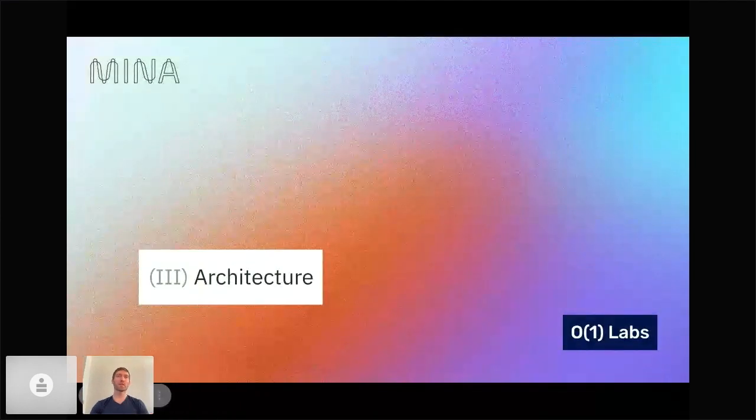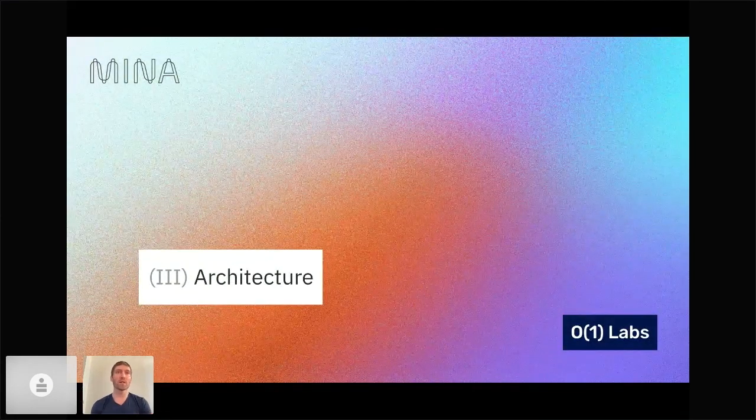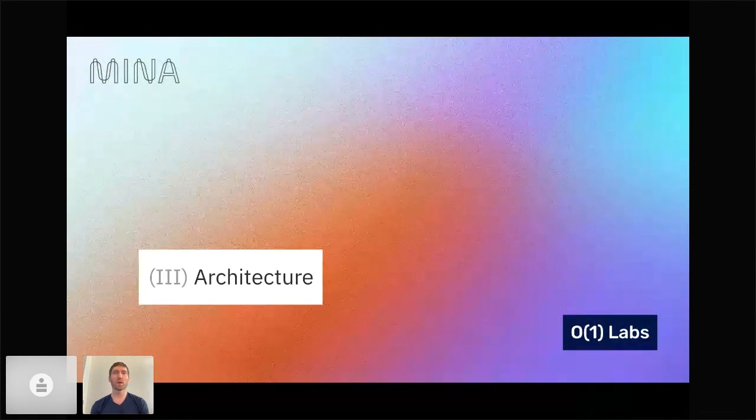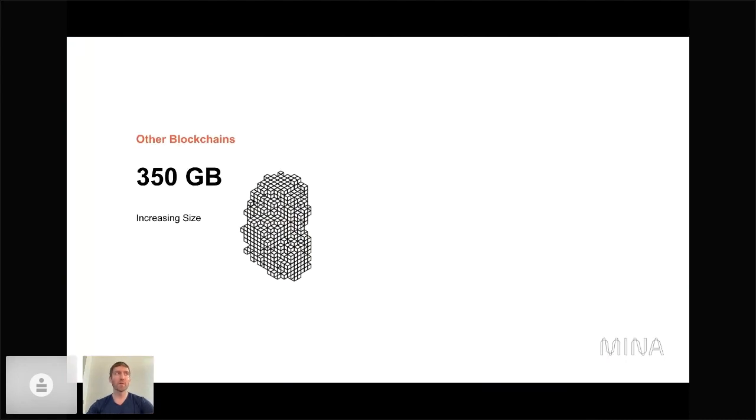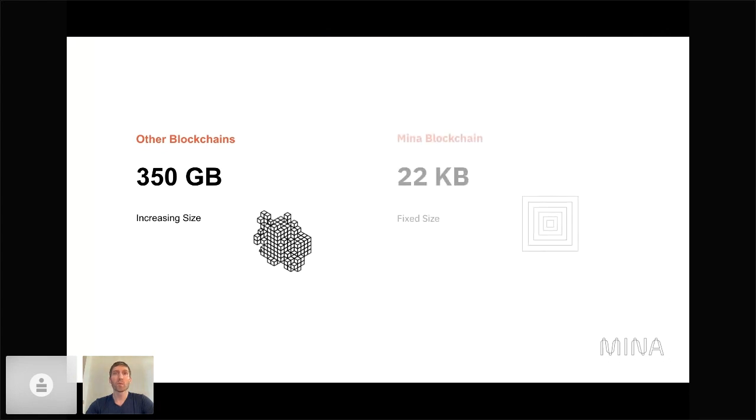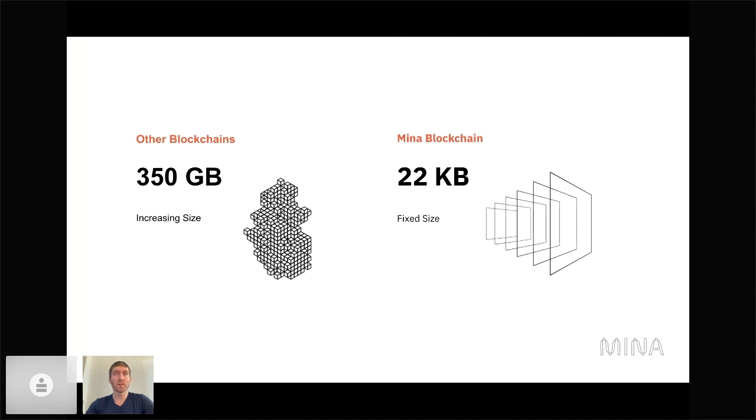All right, so I want to talk briefly about the architecture of Snapps, so how they work from a high level. As most people know, Mina is very unique as a blockchain, because most other blockchains grow in size. They accumulate as new blocks are mined. For instance, Bitcoin is 378 gigabytes, and Ethereum is over 1.1 terabytes in size, whereas Mina remains a fixed 22 kilobytes in size.